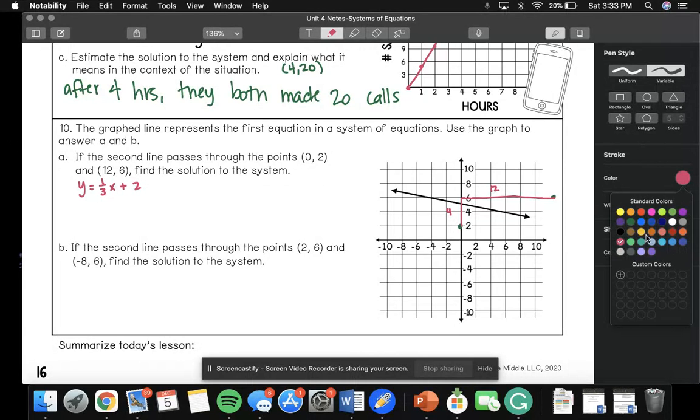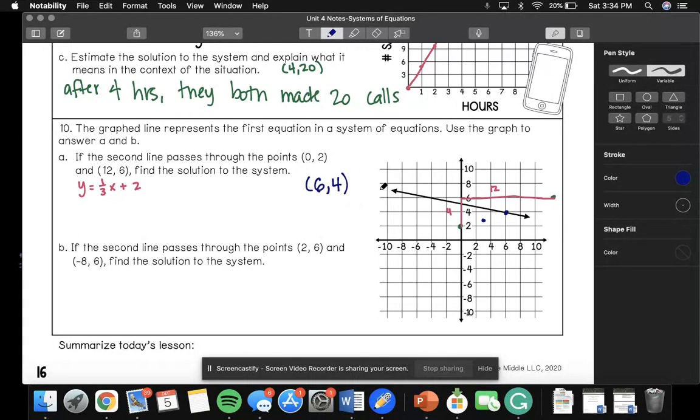I'm going to go back to 2, and I'm going to go up 1. So I'm up at 3, and I'm going to go over 3. I'm going to go up 1 more, and go over 3 again. So it looks like graphically it crosses at (6, 4).